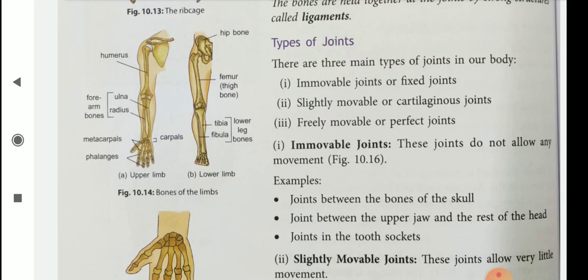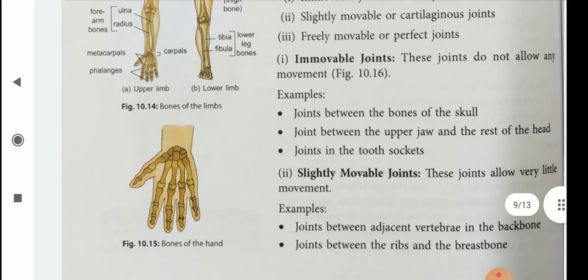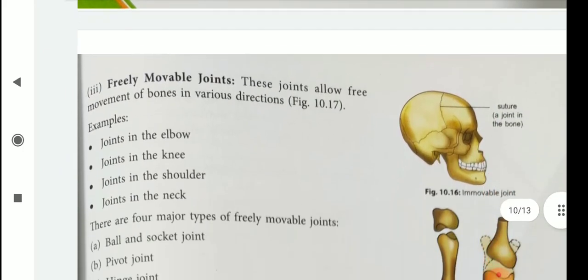Then slightly movable joints. These joints allow very little movement. For example, joints between adjacent vertebrae in the backbone, joints between the ribs and the breastbone. So these are the examples of slightly movable joints.